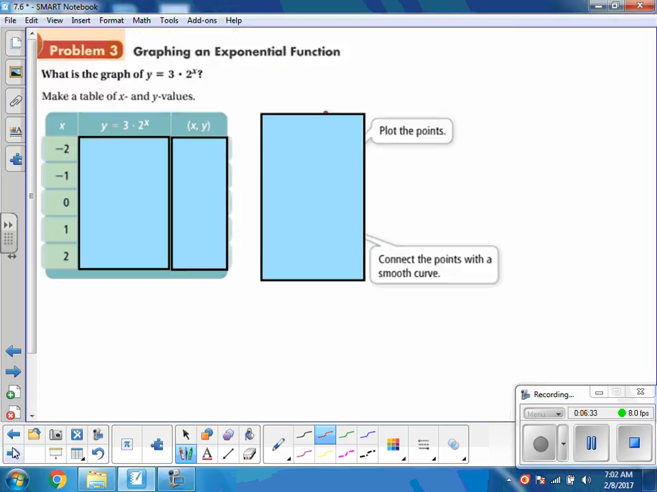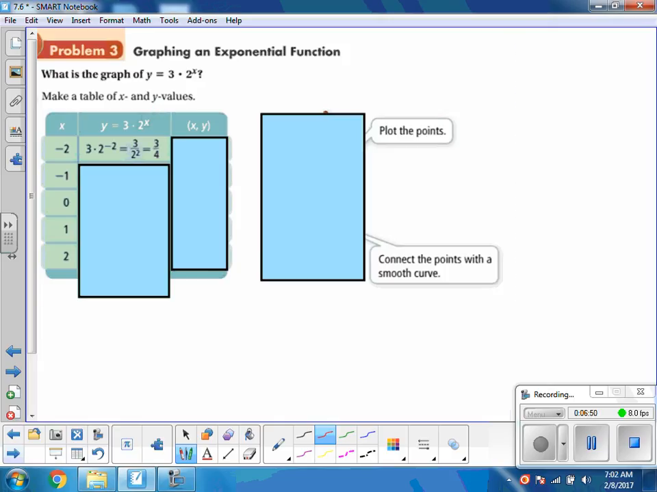Okay, graphing an exponential function. So what is the graph of y equals 3 times 2 to the x power? Make a table of x and y values. And you want to be able to graph these things, so this is a bit of a precision thing. So we're going to plug in values, just substitute in for x's.